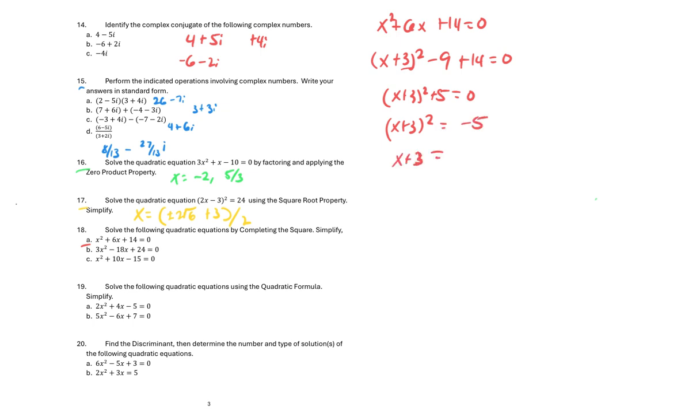X plus 3 is equal to plus or minus the square root of negative 5. X is equal to plus or minus root 5i minus 3. And then putting it in a more acceptable form, negative 3 plus or minus i root 5.